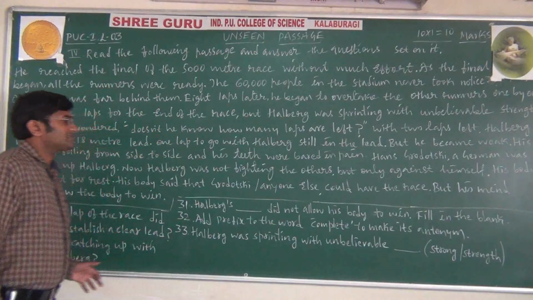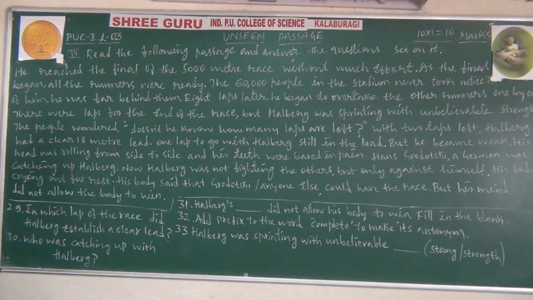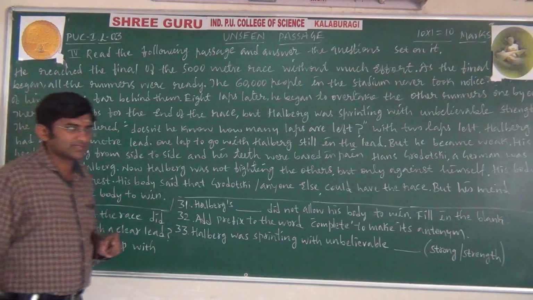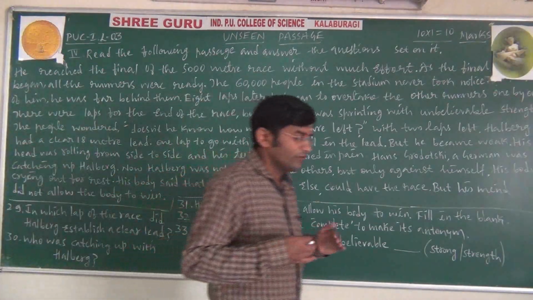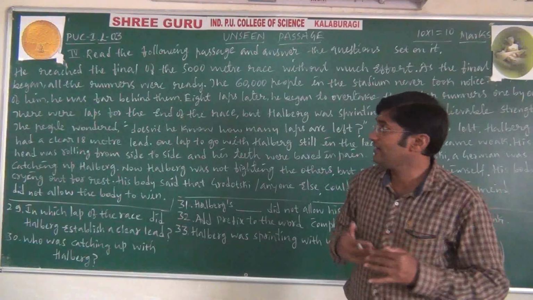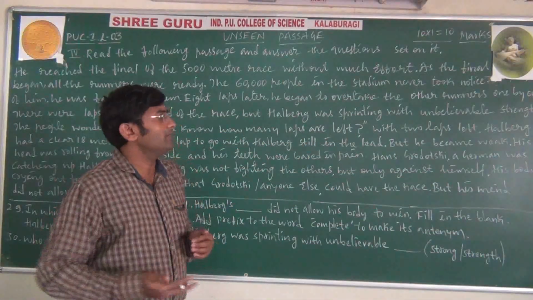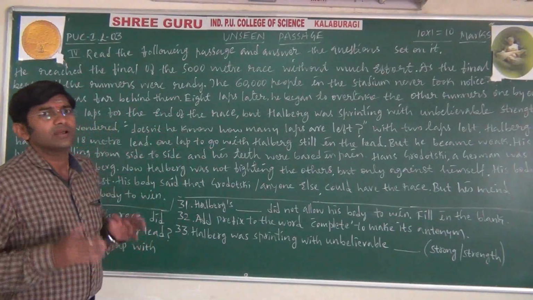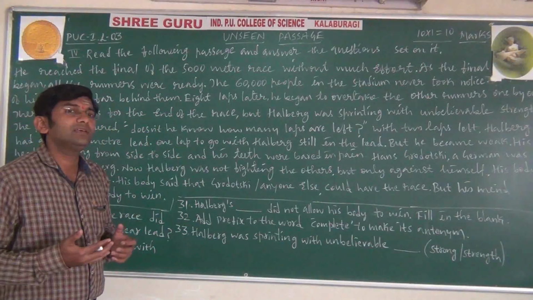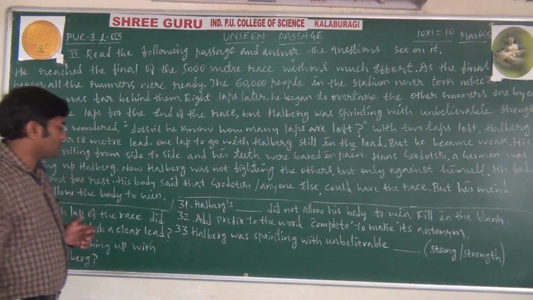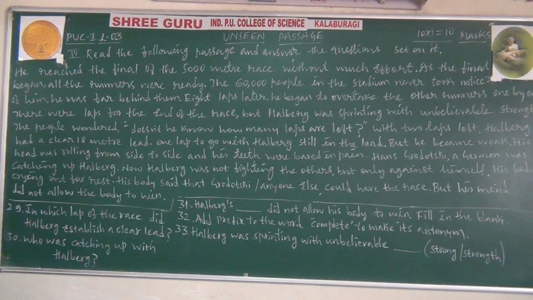Well, my dear students, we have gone through now the passage as well as the questions. What we have understood from the second part is that he tried his very level best in order to reach his destination in the Olympics, right? Well, now let us answer these questions.